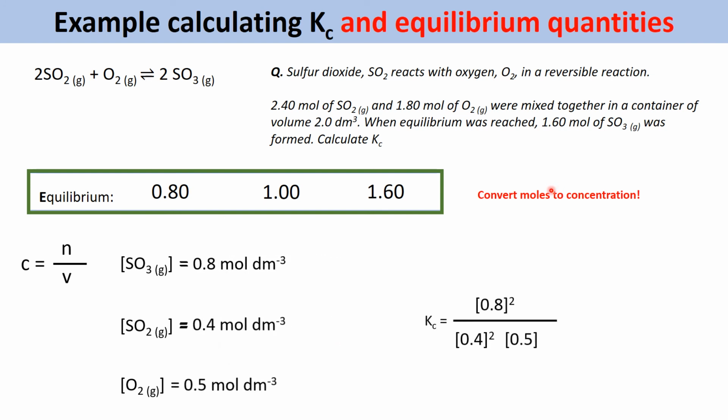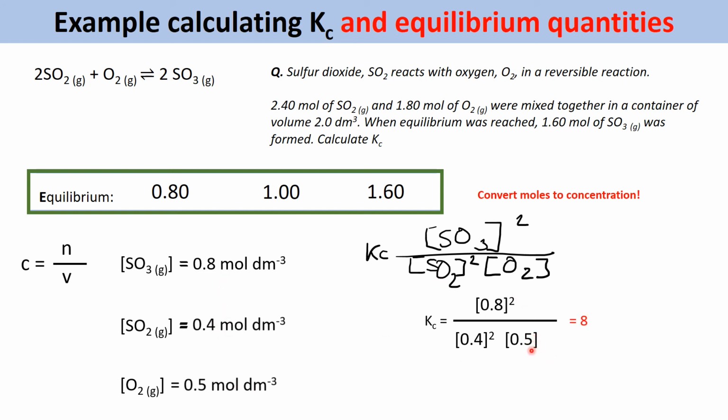What we can do is slot those into the expression for Kc, which was products over reactants. Let me just show you how we got there. So that was going to be SO3 concentration squared divided by SO2 concentration squared times O2 raised to the power of 1. That's how we were going to get Kc. So we needed those concentrations. There they are. And we're going to just plug those concentration values into there. And we're going to get an 8.